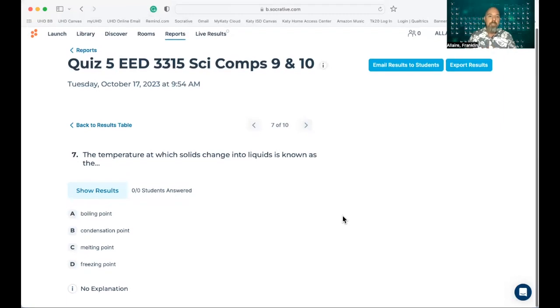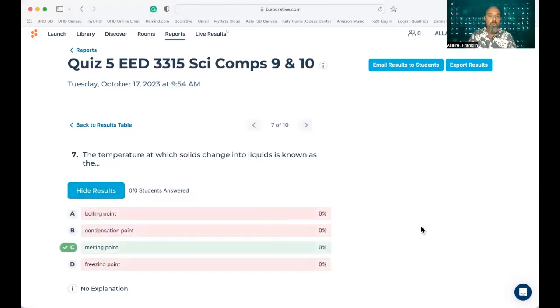Number 7. So solids, liquids, and gases can be changed. They can be transformed in a lot of cases. The temperature at which solids will change into liquids is known as the melting point. So just to clarify here, when we're melting something, we are adding energy into that system, and we're adding enough energy that the solid is transforming into a liquid.